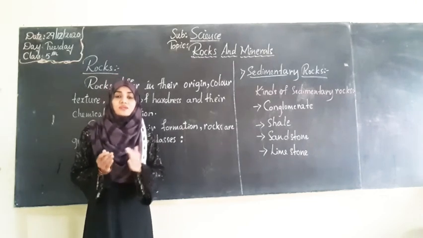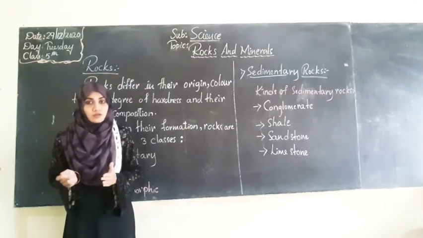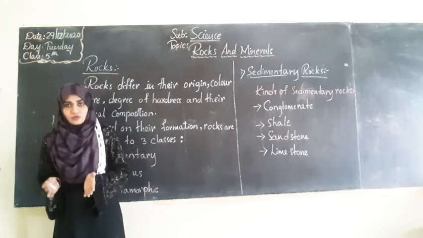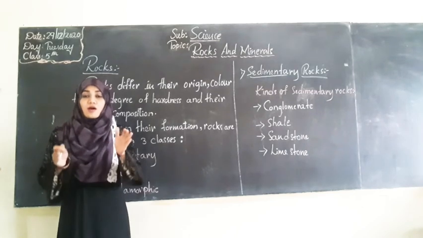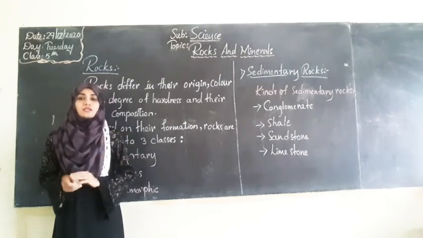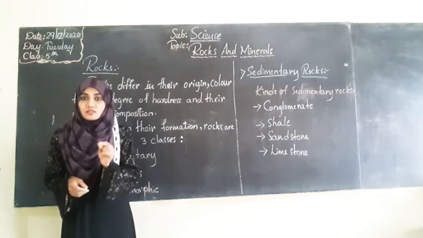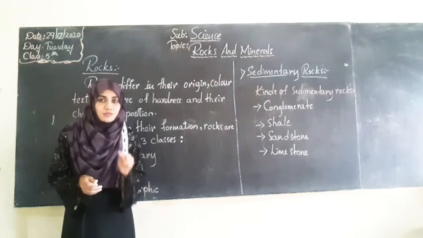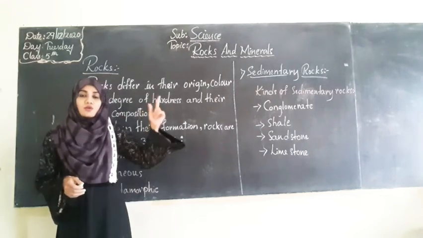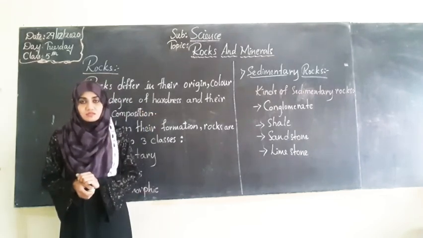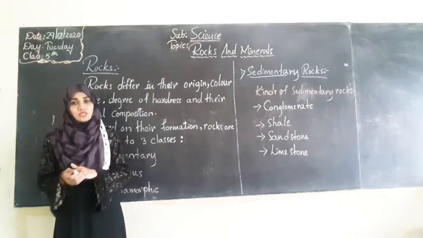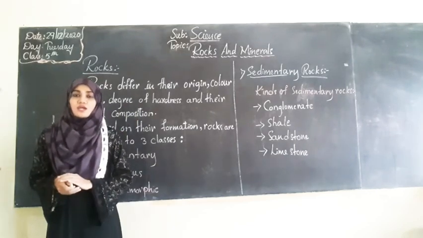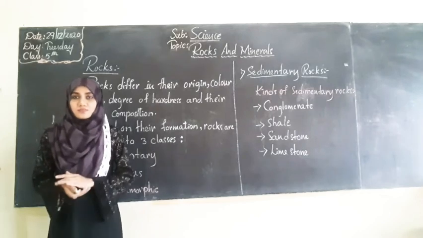We see different kinds of rocks and minerals around us, isn't it? They are all non-living matter. Rocks are non-living things, whereas we human beings, animals, and birds are living things. But even though rocks are non-living, they are very much essential for living things, right?